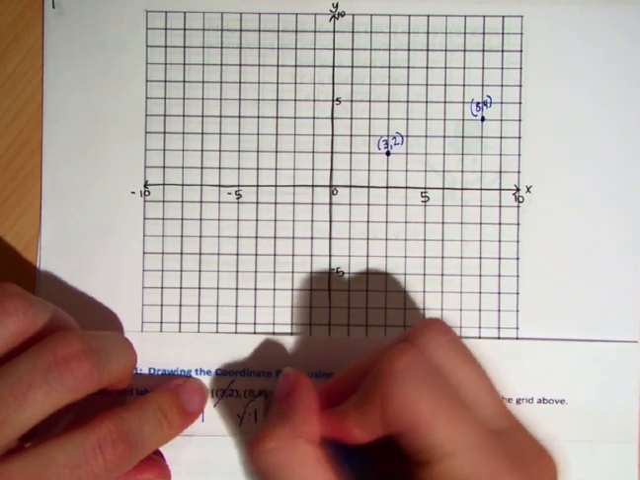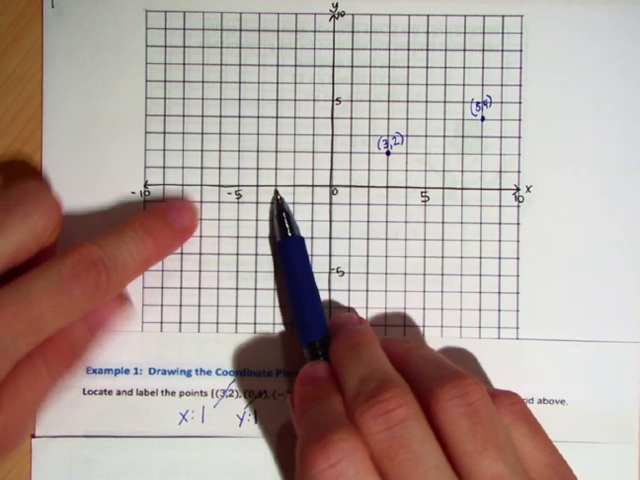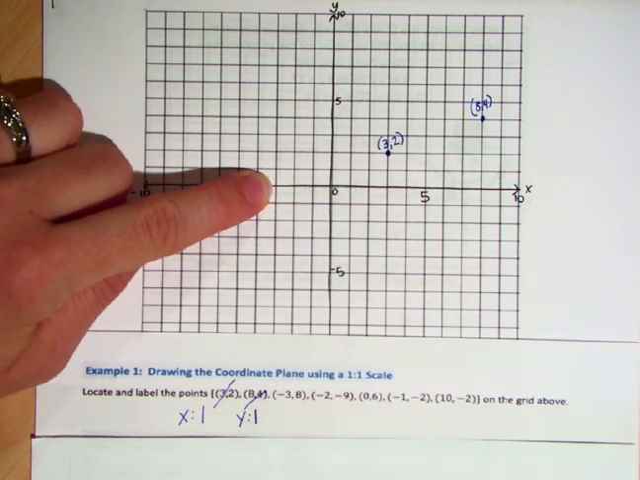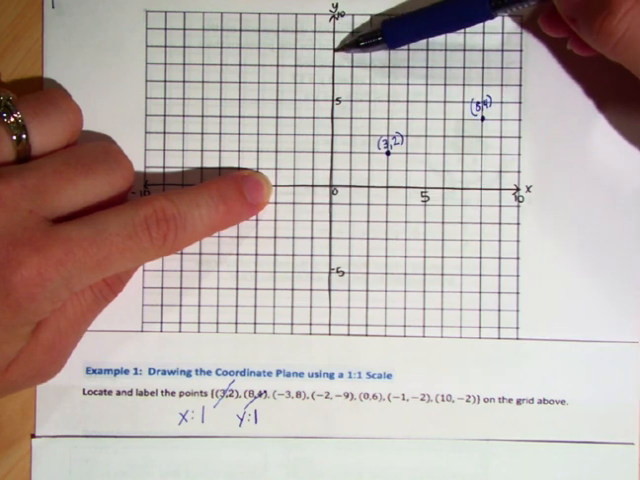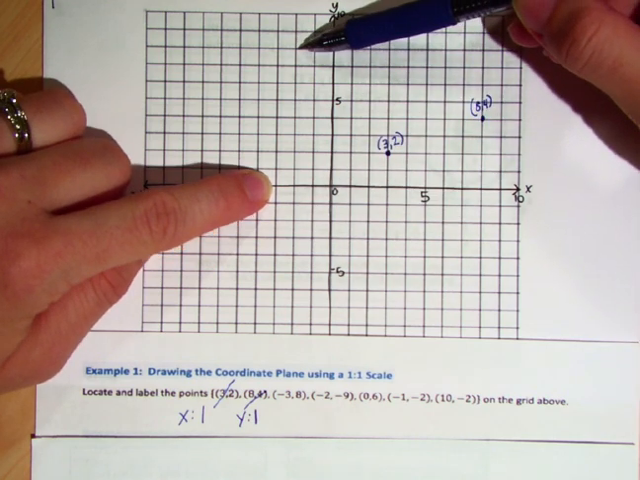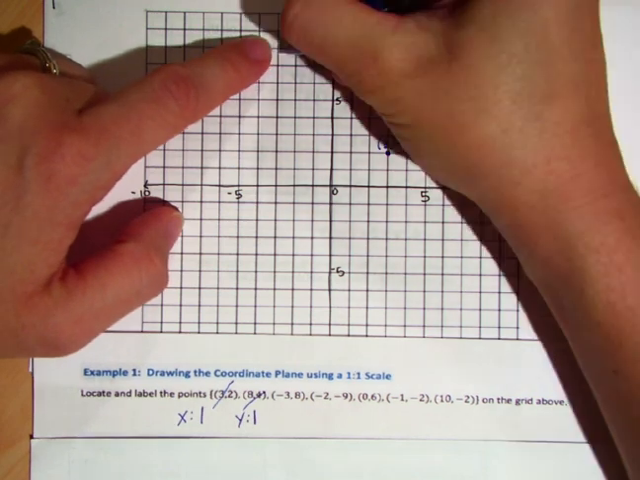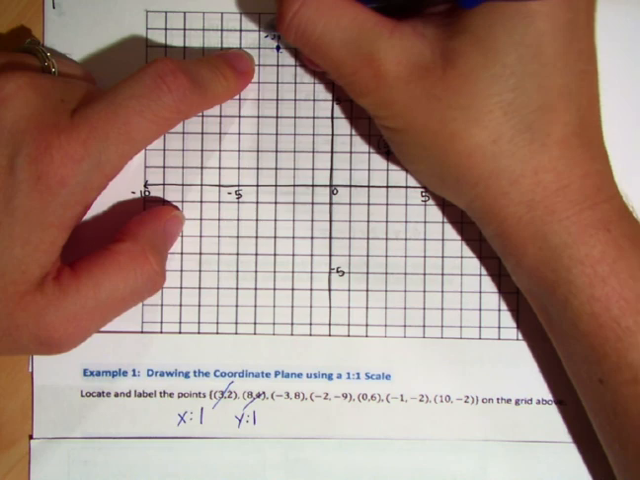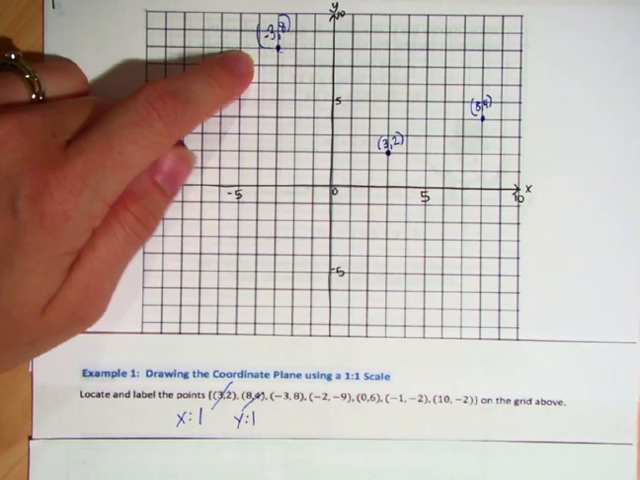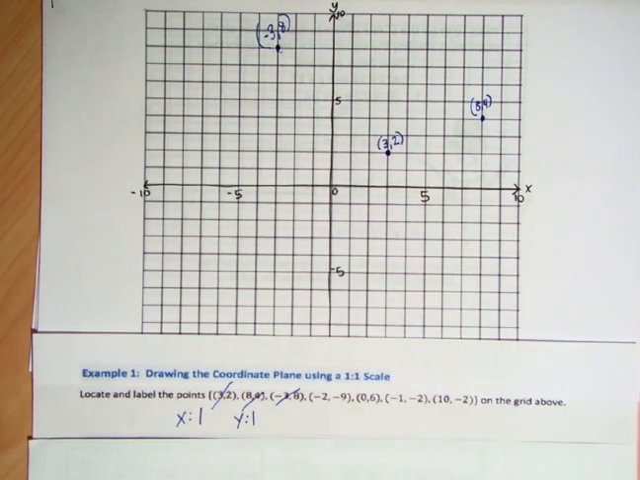Okay, negative 3, because I got a negative on the x-axis. On the y, I'm going to go up to positive 8. Well, there's 10, 9, 8. So I'm going to go over until they meet. This is (-3, 8). Okay, I'm going to do two more, and then we're going to move on to the next one.